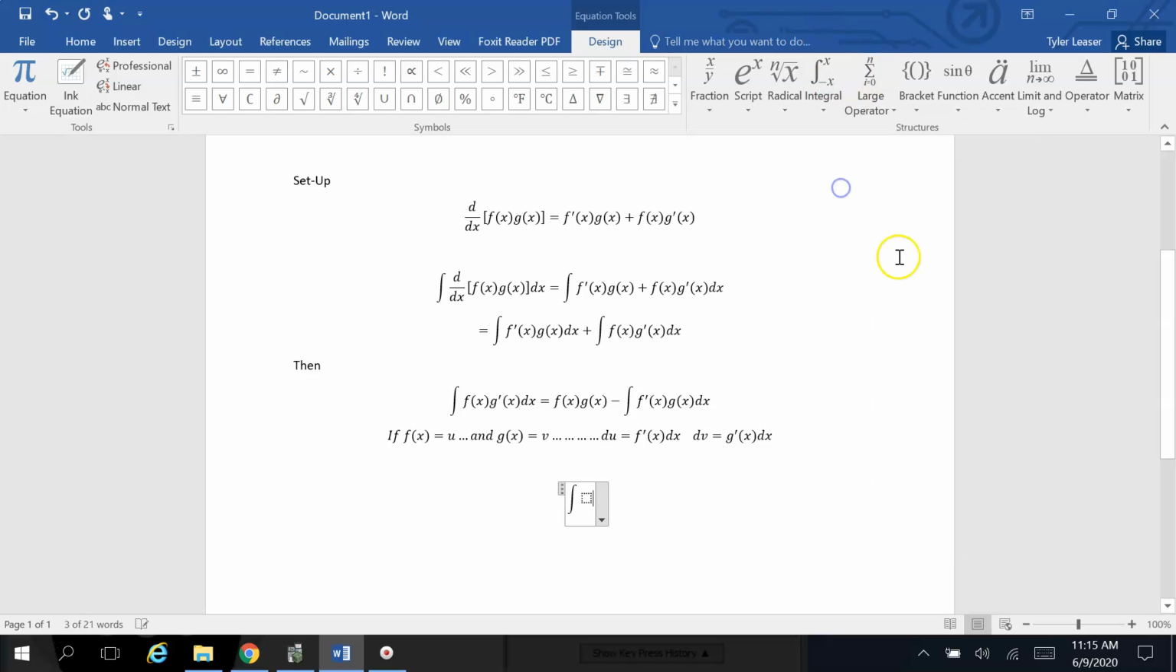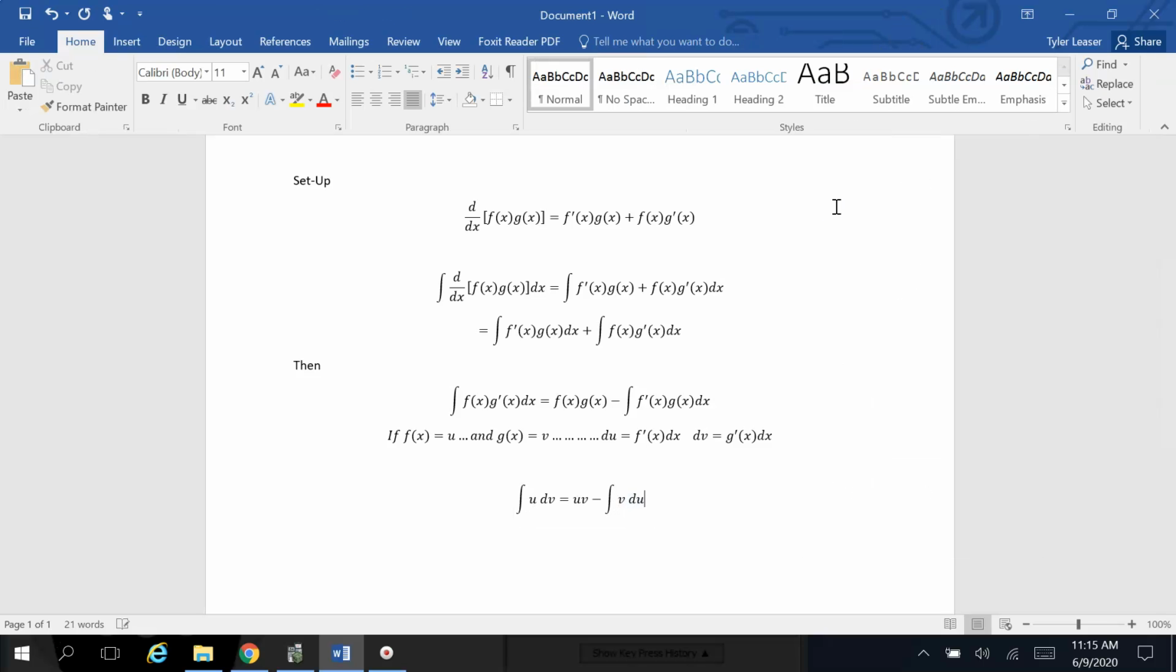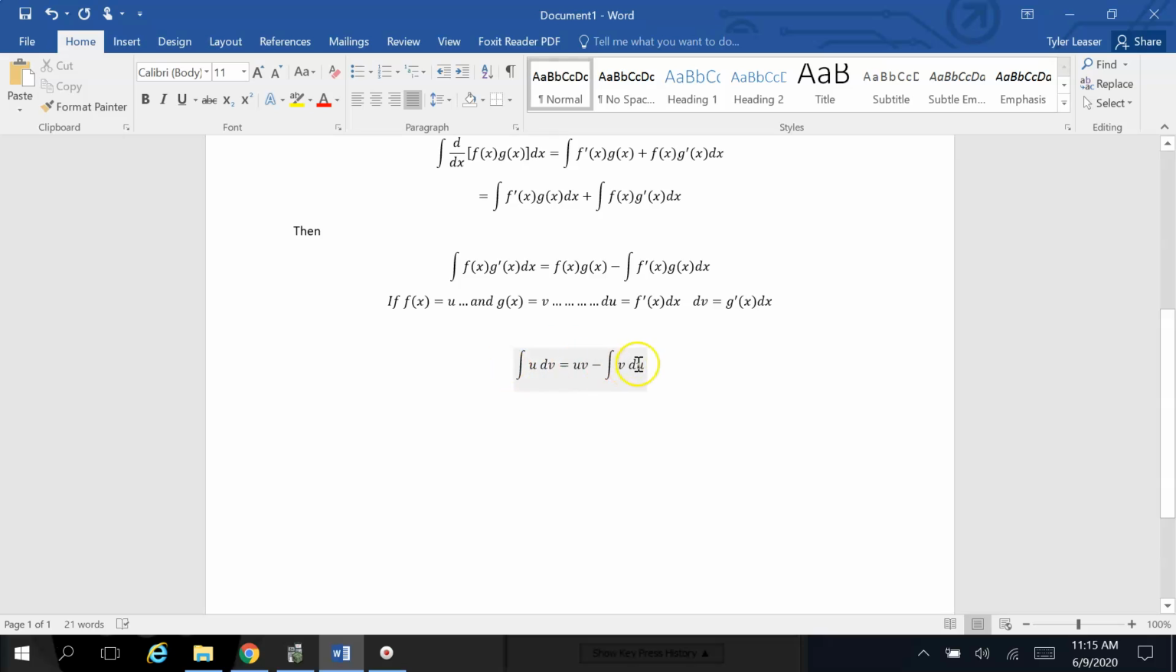If we rewrite it this way, maybe this is something that you have seen before, we get this. The integral of u dv is equal to, and this is the part that you need to remember, uv minus the integral of v du. Okay, so this is our formal definition now for integration by parts. If you have this integral and you can rewrite it as a u and a dv, two things multiplied together, this is going to be your antiderivative, uv minus the integral of v du.